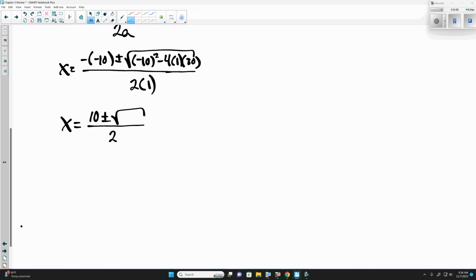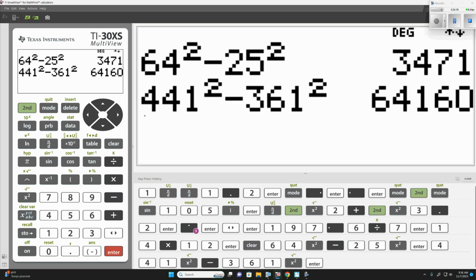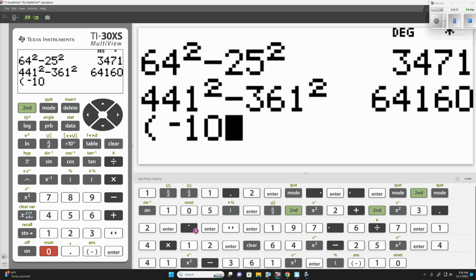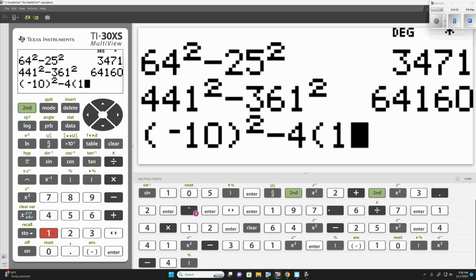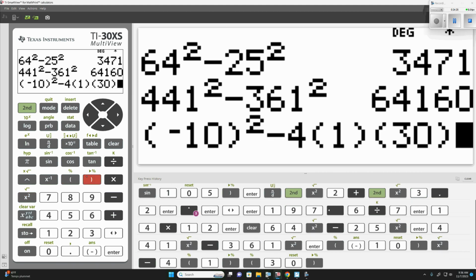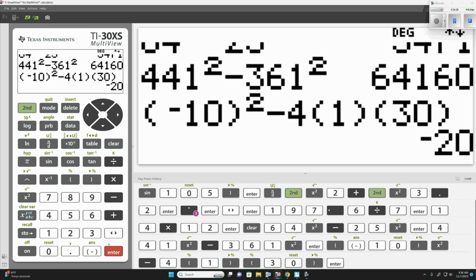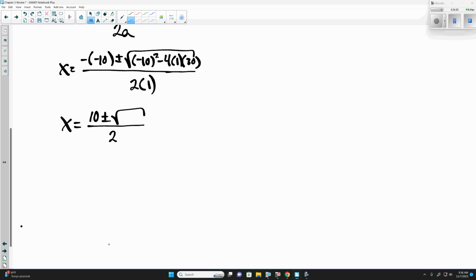Now, I did do some simplifying while I was talking. Our -10 becomes +10. Our 2 times 1 is 2. -10 squared minus 4 times 1 times 30. Now I'm going to plug everything inside the radical in the calculator first. -10 squared minus 4 times 1 times 30 is -20.